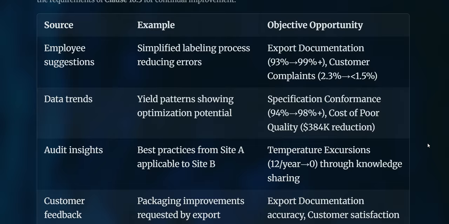The second source of improvement is data trends. Examples include yield patterns showing optimization potential. Objective opportunities here include specification conformance and cost of poor quality reduction. The third source for improvement is audit insights. Examples for audit insights include best practices from site A applicable to site B. Objective opportunities here include temperature excursion elimination through knowledge sharing.